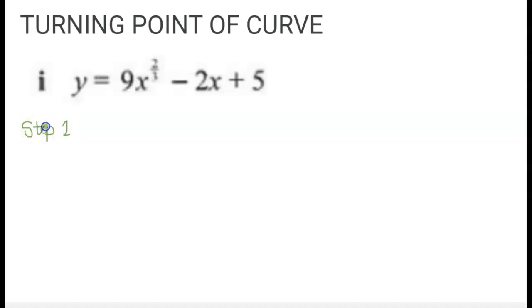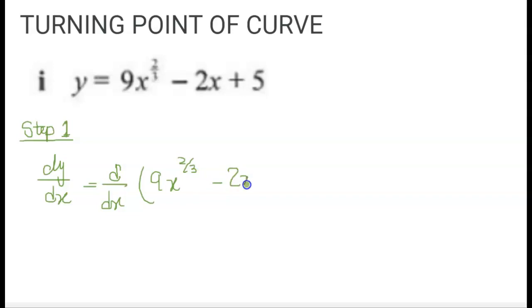Step 1 is differentiate. So you need to differentiate that one. You're going to do dy over dx equals d over dx of 9x to the power 2 over 3 minus 2x plus 5. Okay, now let's differentiate.